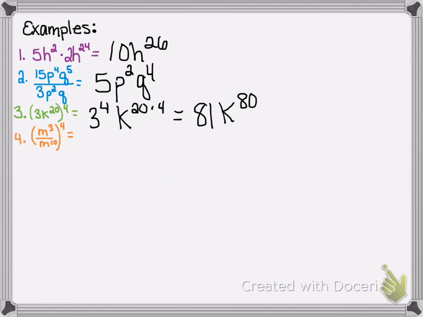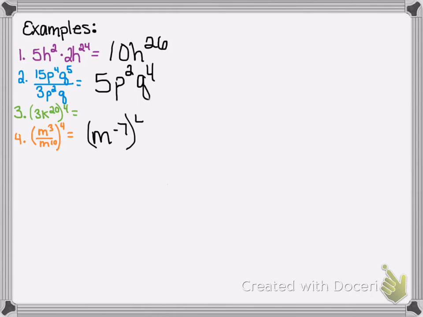With this next example, again we have both the quotient rule and a power rule. So we're going to go ahead and simplify the inside of those parentheses by using our quotient rule and subtracting those exponents. So what you will see is that I'm going to end up with m to the negative 7th, still to the 4th power. Now when you simplify that using the power rule, you're going to multiply those two exponents. So in the end, I'm going to end up with m to the negative 28th power.